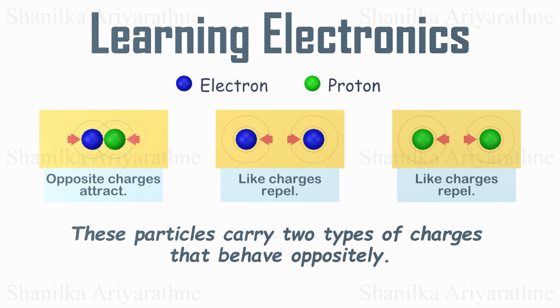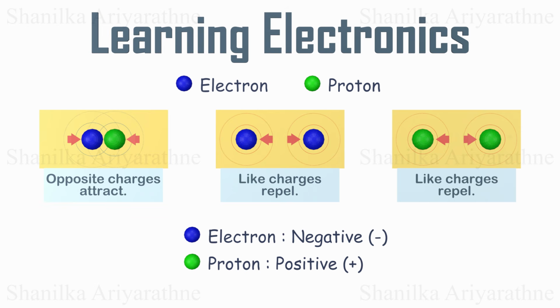Naming these charges could have been a complex task, but our early scientists took the easy road. Instead of inventing new names, they simply called them positive and negative charges. And just like that, they laid the groundwork for understanding the electrical forces that power our world. And that's how electrons came to be known as having a negative charge, while protons got labeled with a positive charge.